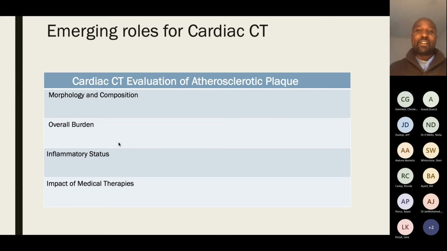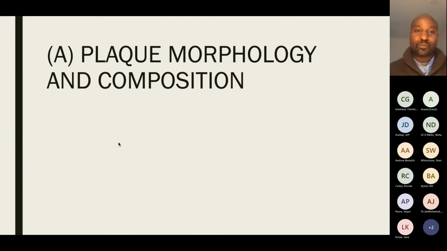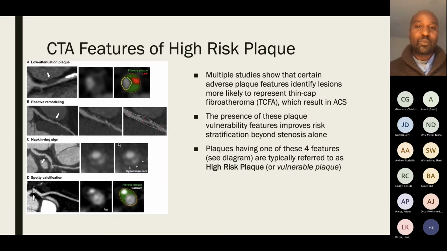For cardiac CT evaluation of atherosclerotic plaque, I want to touch on 4 domains. One is plaque morphology and composition. Another is overall burden or extent of plaque. Another is assessing the inflammatory status of plaque and the coronary vessels, and then evaluating the impact of medical therapies on atherosclerotic disease and how CT can help with this. So let's start with plaque morphology and composition.